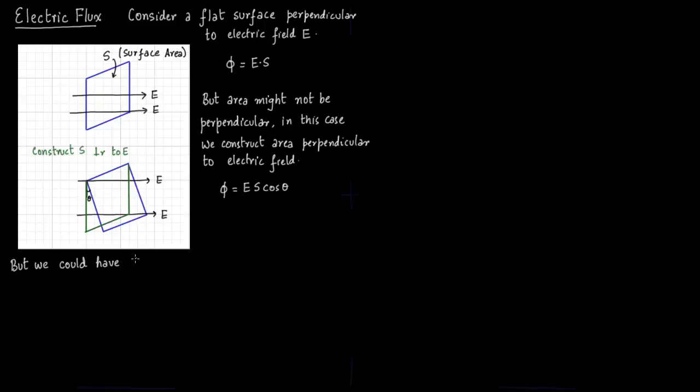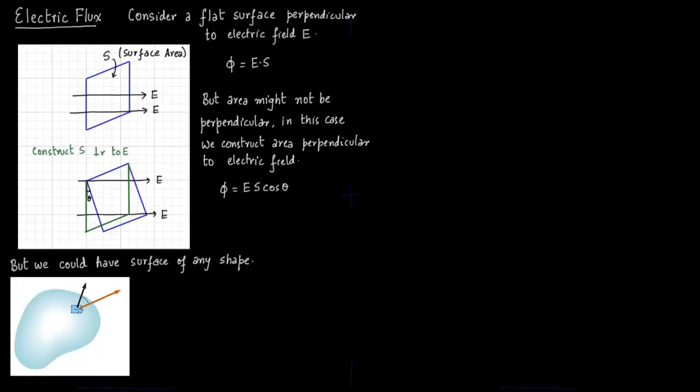But there could be any surface. Instead of flat, there could be a surface of any shape. In that case, we just chop that surface into very small pieces. So you take the surface and you chop it into very small pieces and say the small piece is ds. So out of ds you want to make ds vector. Now ds vector is perpendicular to the small surface area ds.